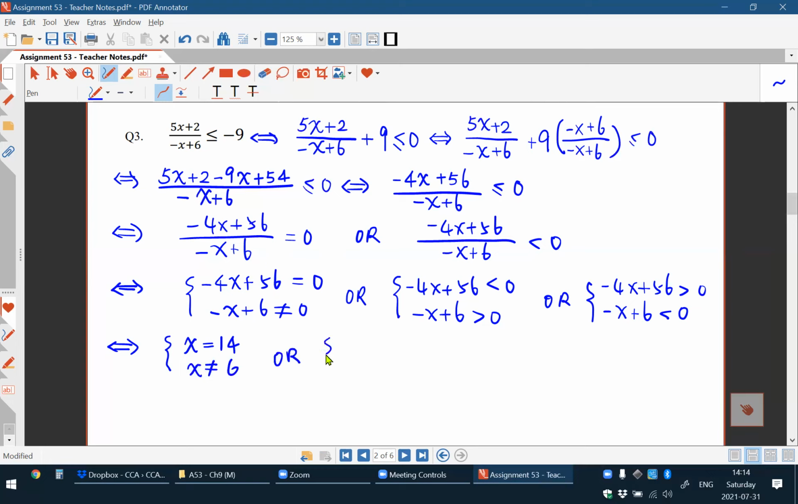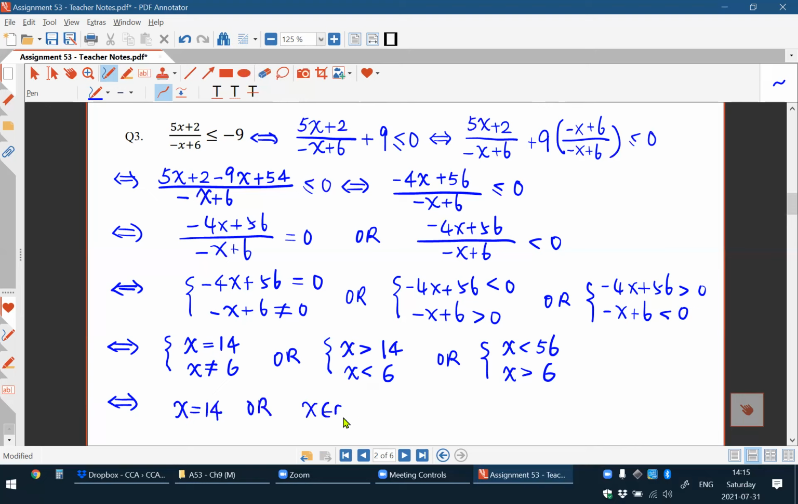Second case, x should be greater than 14. And at the same time, x should be less than 6. Third case, x should be less than 56. And at the same time, x should be larger than 6, right? Further simplified to first case, x should be 14. Second case, x is larger than 14 and less than 6. Of course, there is no such x, so x belongs to an empty set. Third case, x should be less than 56 and at the same time greater than 6, right? So we can combine this.